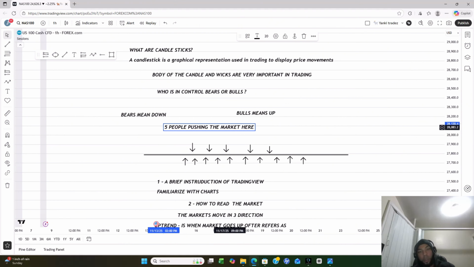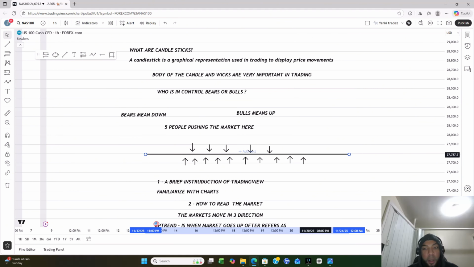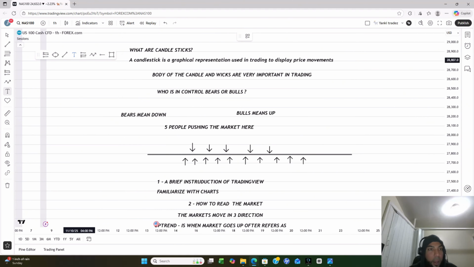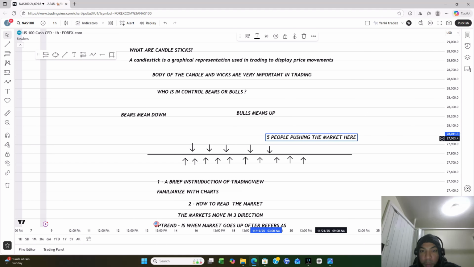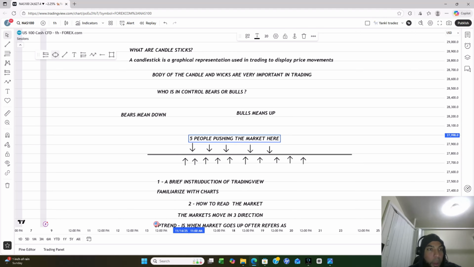So who's in control of the market? Let me explain. Let's say hypothetically that there's a line over here. People say tug of war. I don't know what that is, but I guess it's some type of game where people are pulling, knowing who's stronger than the other one, right? But you got the idea. So let me write it down here. Five people. Let's say there's five people here pushing the market to the downside, right? And there's 10 people.